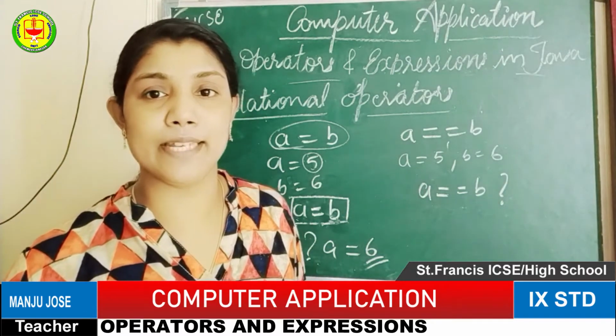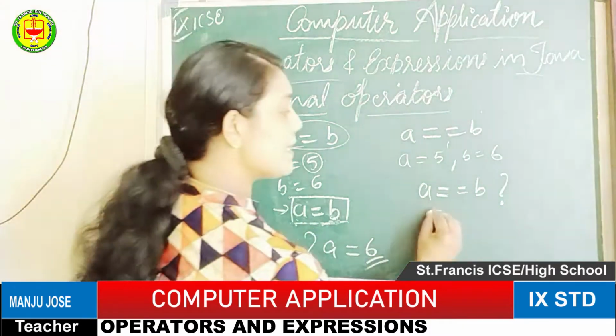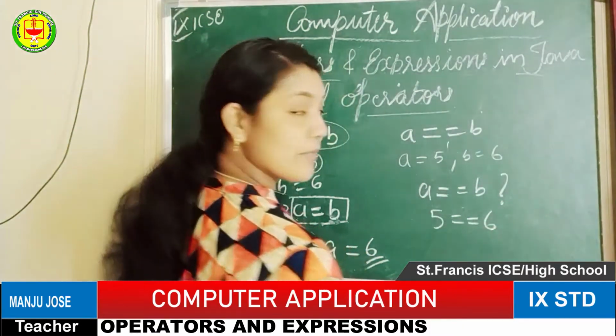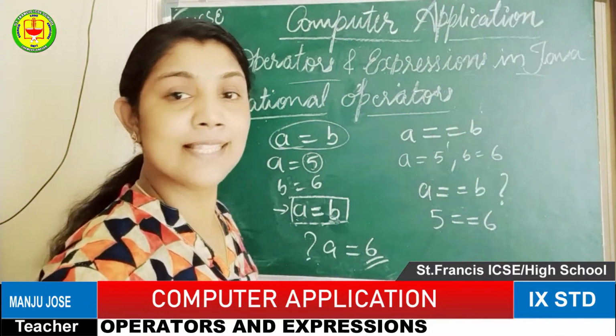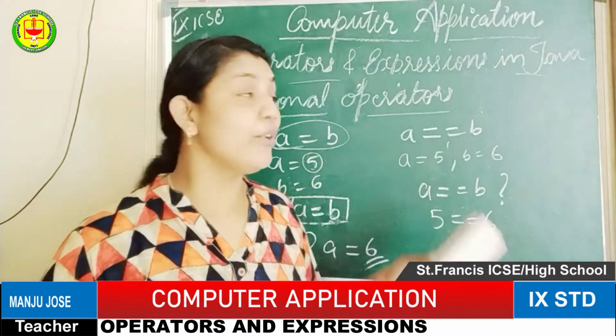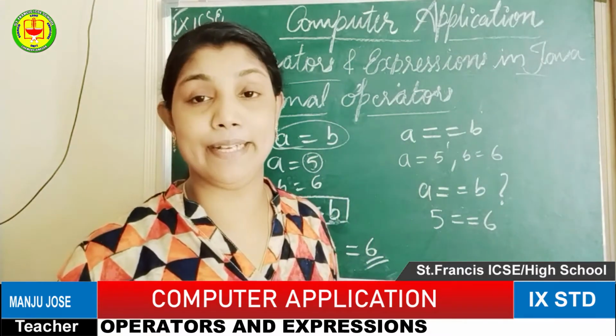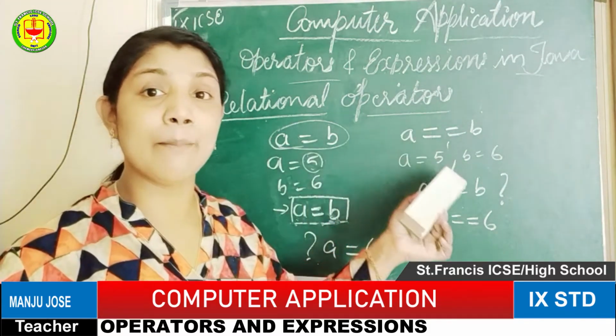That's a simple explanation. The value of A is 5, the value of B is 6. That means 5 == 6, that is, whether 5 and 6 are equal or not. That is the explanation for double equal to. This is also a type of relational operator. So this is the difference between the single equal to and double equal to.